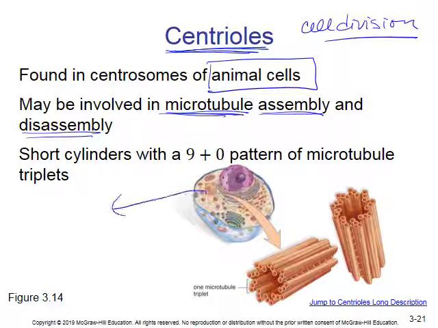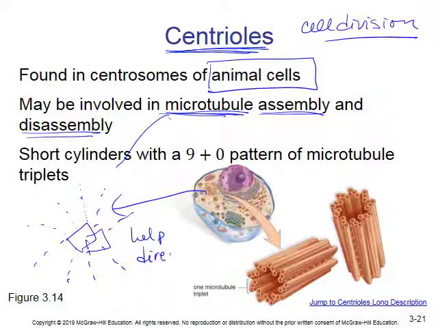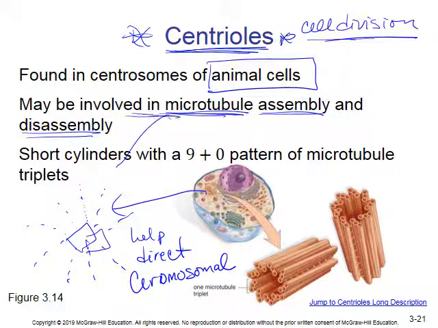So you have these centrioles, these rod-shaped structures, and we think that microtubules start radiating, they're building, right? And they build out from these centrioles, and they help direct chromosomal movement. So we'll talk more about this in cell division, just have an idea that centrioles are going to have something to do with microtubule assembly and disassembly to aid in cell division.